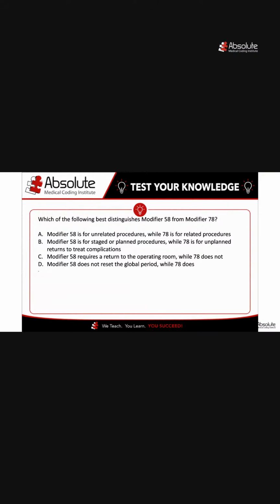Okay, coders, I see you. You all are rocking that chat. And the majority of you said B. Modifier 58 is for staged or planned procedures, and 78 is unplanned. That's what I'm talking about.